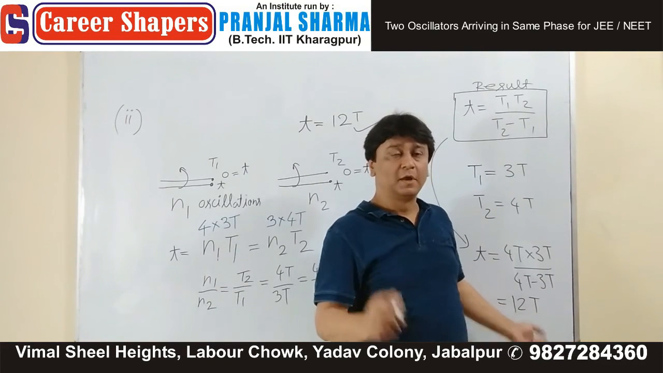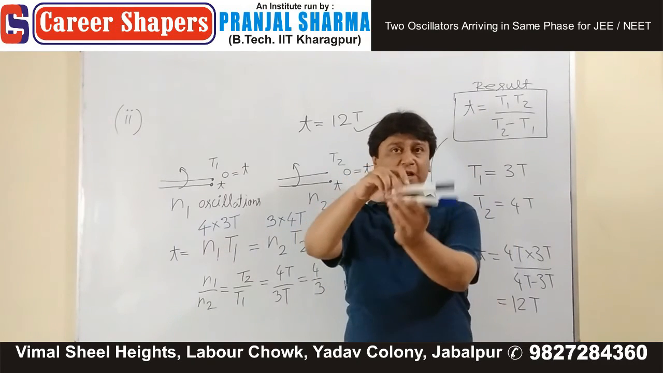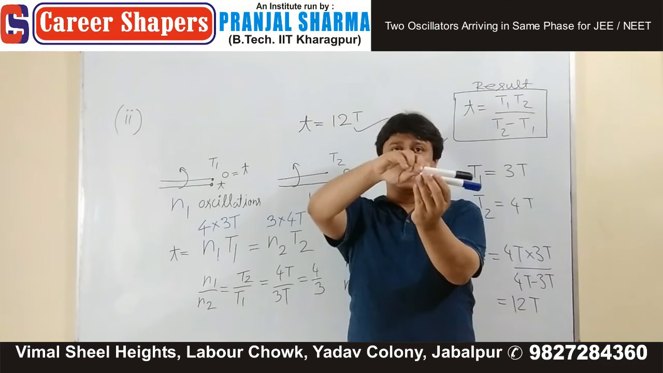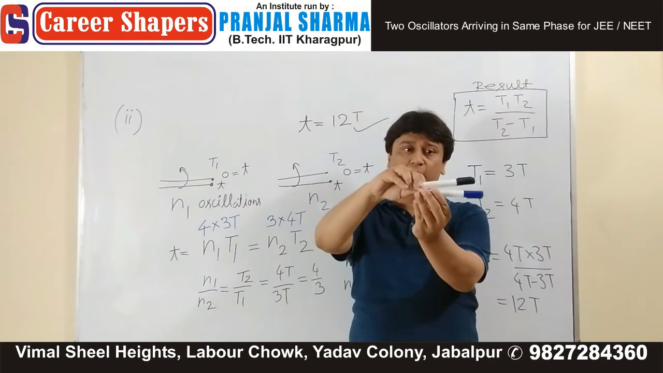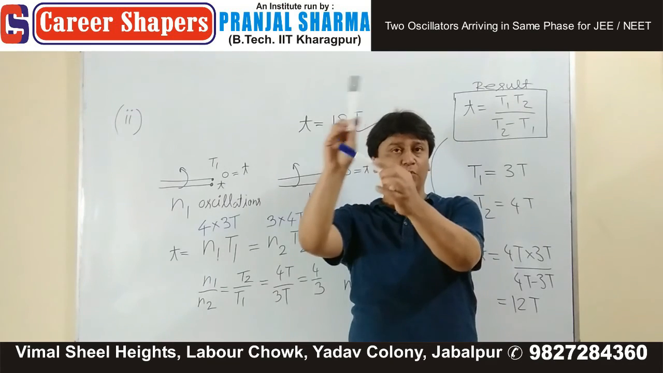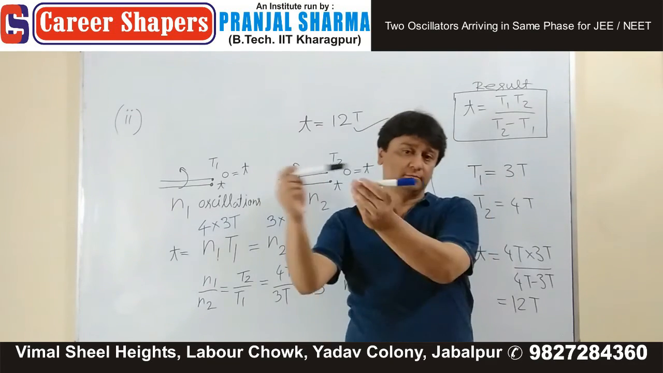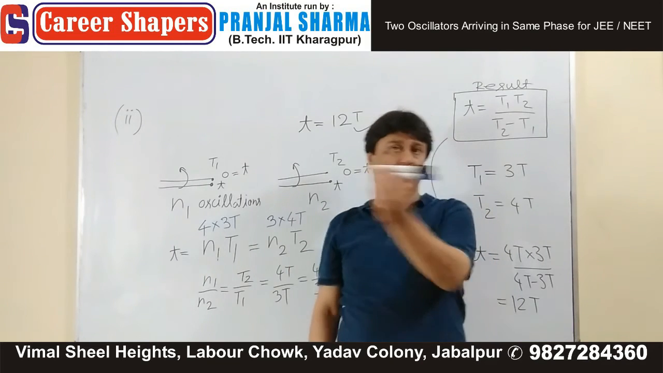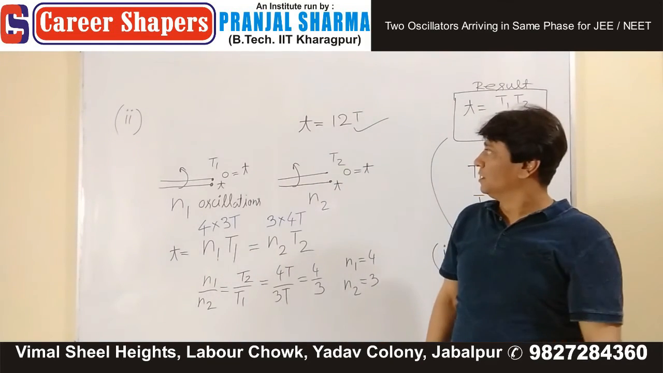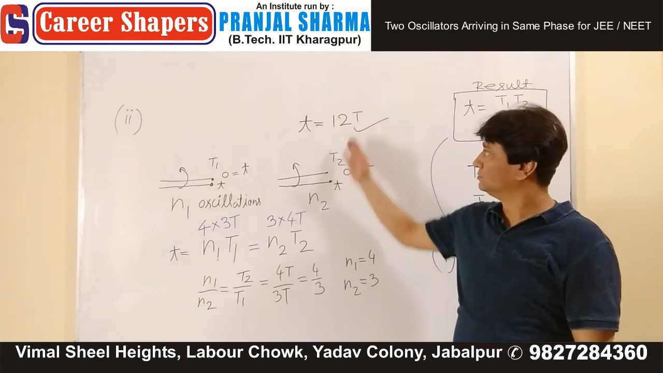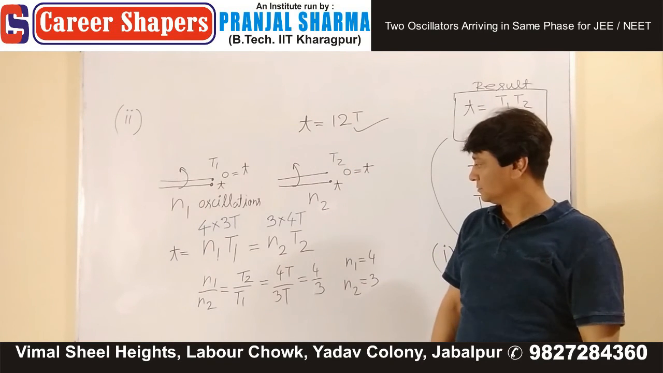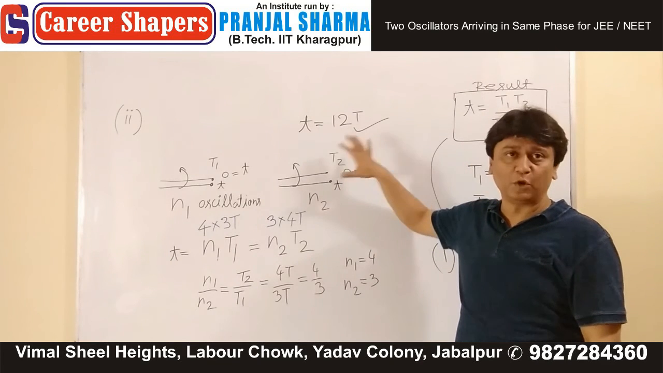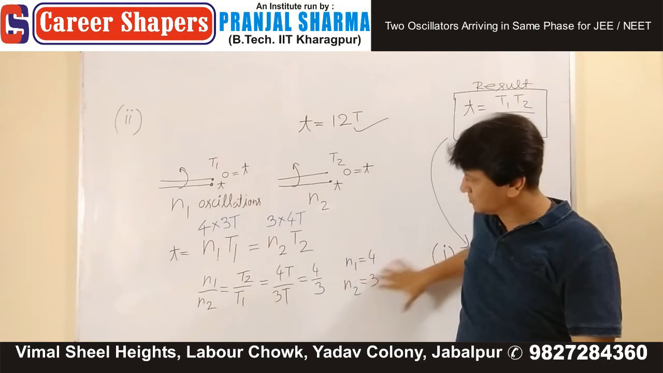This time you will never find something like this. If they align themselves, then it will always take place exactly over here at the respective mean positions. 12T. Are you comfortable with this? Yes or no?